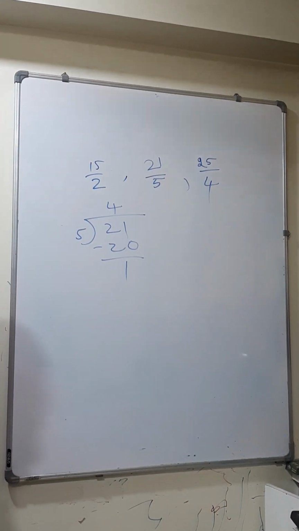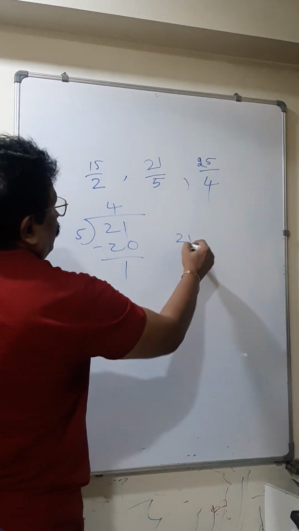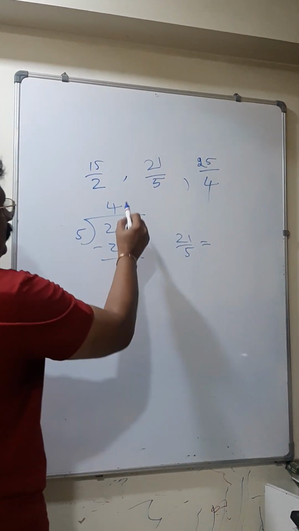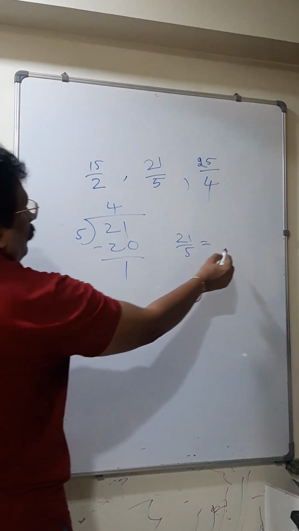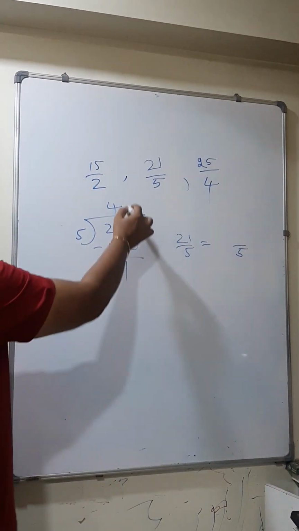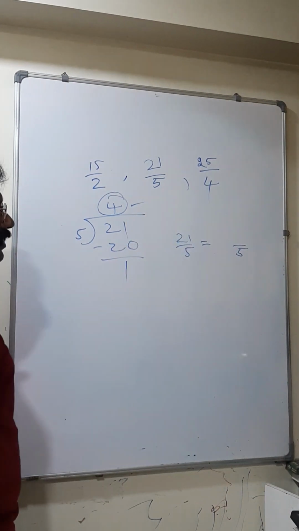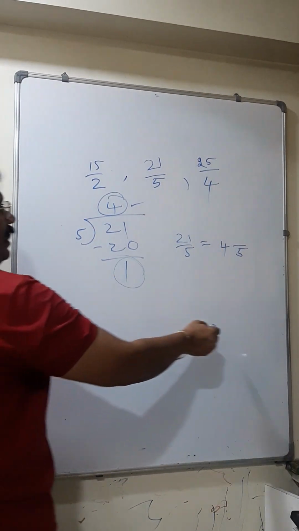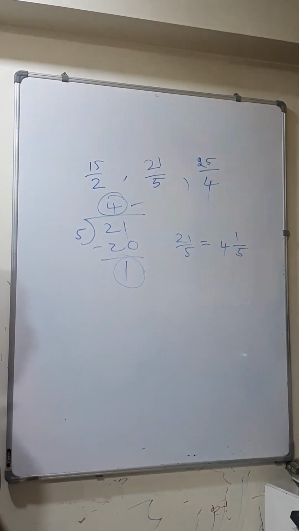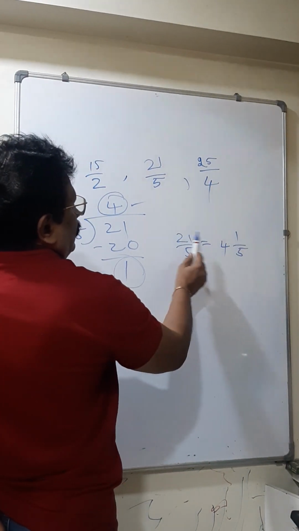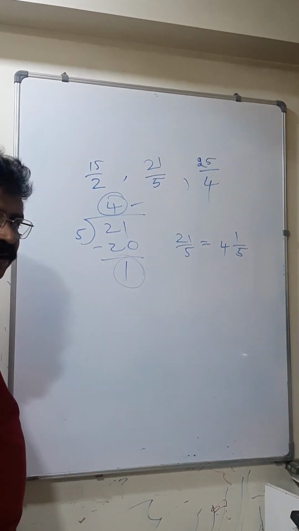Now how will you write the improper fraction? 21 upon 5 is equal to, this denominator is 5. So here in the fraction the denominator 5 will come. Whole number is the answer, that is the quotient, 4. And the remainder, what is below, goes up as the numerator. So 4 and 1 by 5 is the answer. Cross check. 4 fives are 20. 20 plus 1, 21 upon 5. Okay?